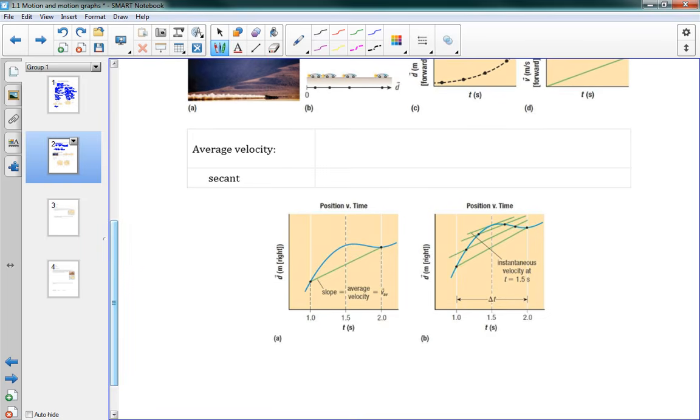Now if we want to find the average velocity from a graph, the average velocity can be found as the slope of a secant, that's S-E-C-A-N-T, on a position time graph.